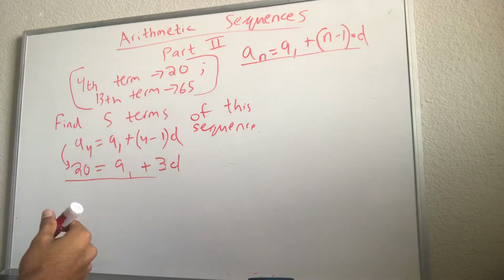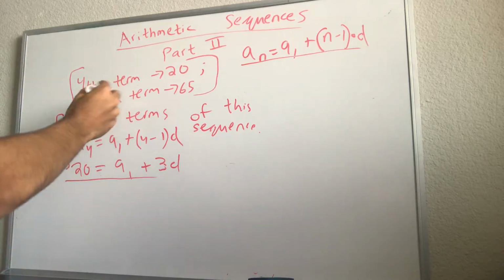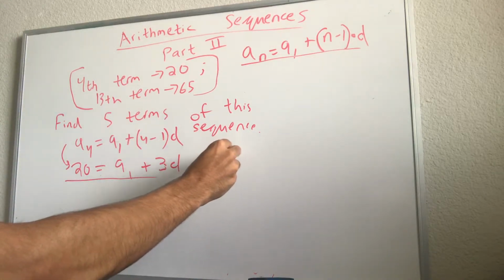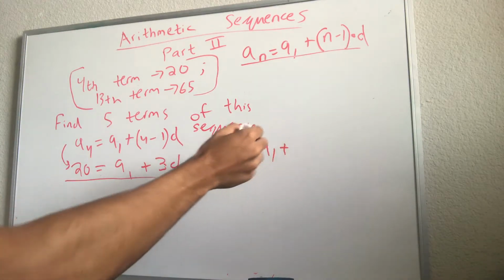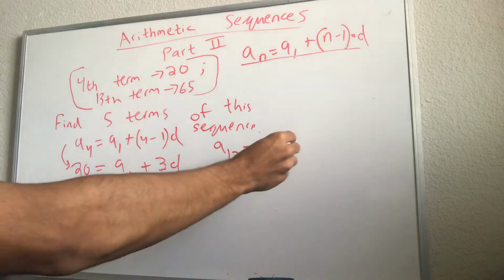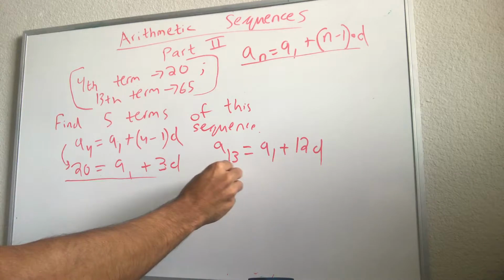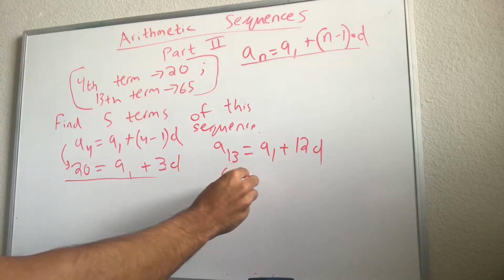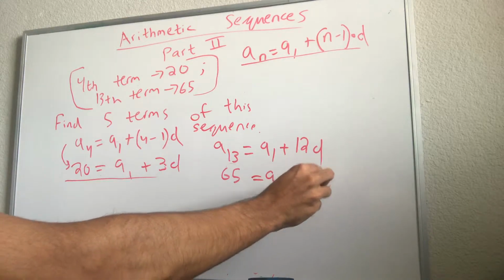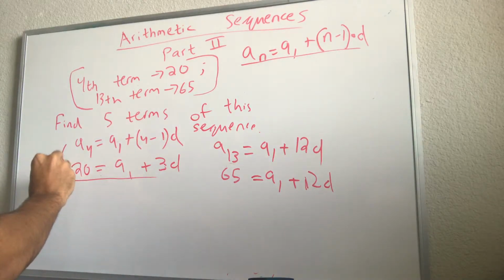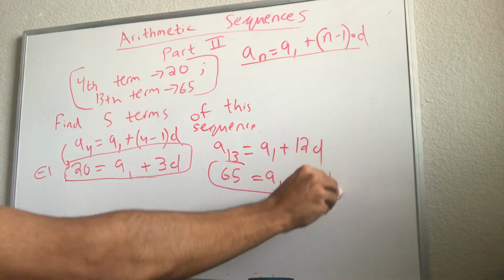And now, looking at the second equation, we can formulate another equation. Clearly here we know that a13 is equal to a1 plus 13 minus 1, which would be 12d. And we know that a13 is 65. Therefore 65 is equal to a1 plus 12d. So we have this equation here, that's equation 1, and we have equation 2, that's here, right?